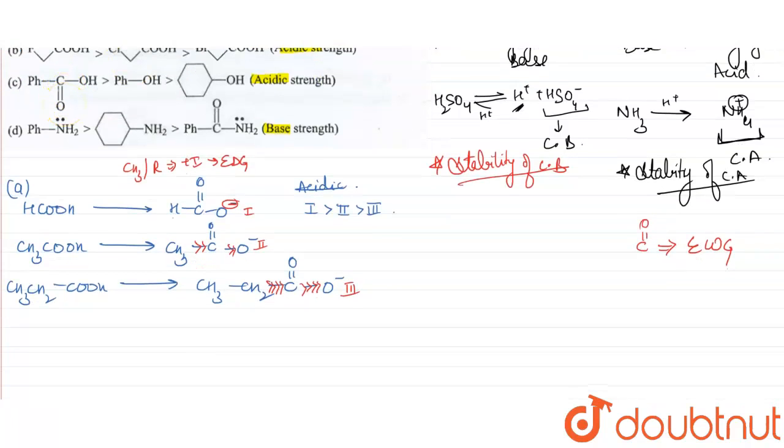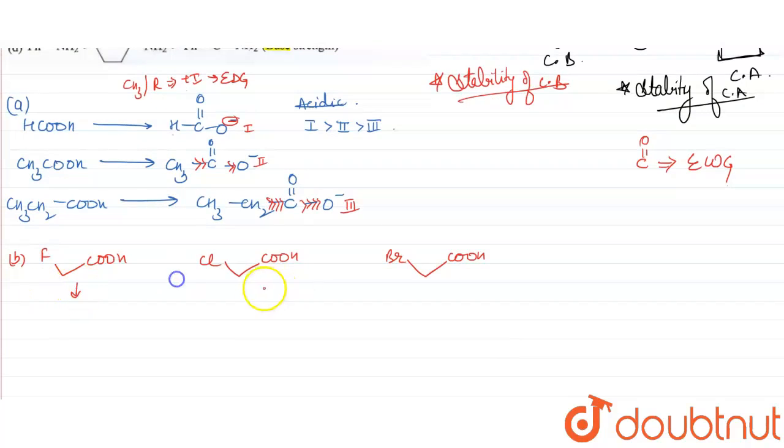When we go to option B, we have F-CH2-COOH, Cl-CH2-COOH, and Br-CH2-COOH. What will be the conjugate bases for these? It is very simple now, I think: FCH2COO negative, ClCH2COO negative, BrCH2COO negative. The similarity is again this group; the whole group is similar, only the halo group is different. So in this case we can see that this group is more stable than this one and this one.